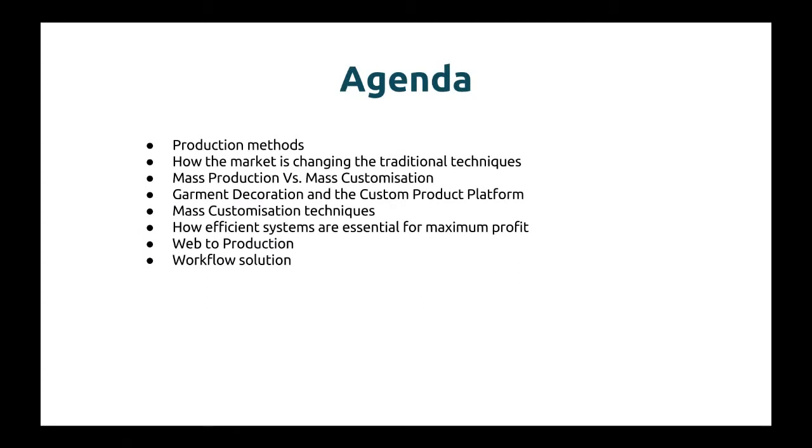So I'll be talking through the traditional production methods that are involved in the garment decoration industry, how the market is changing the traditional techniques that are used for production, and then I'll have a look at the comparison between mass production and mass customization and the differences between them, garment decoration and the custom product platform, how the garment decoration industry can use the CPP, mass customization techniques and how they differ from mass production, how efficient systems are essential for maximum profit.